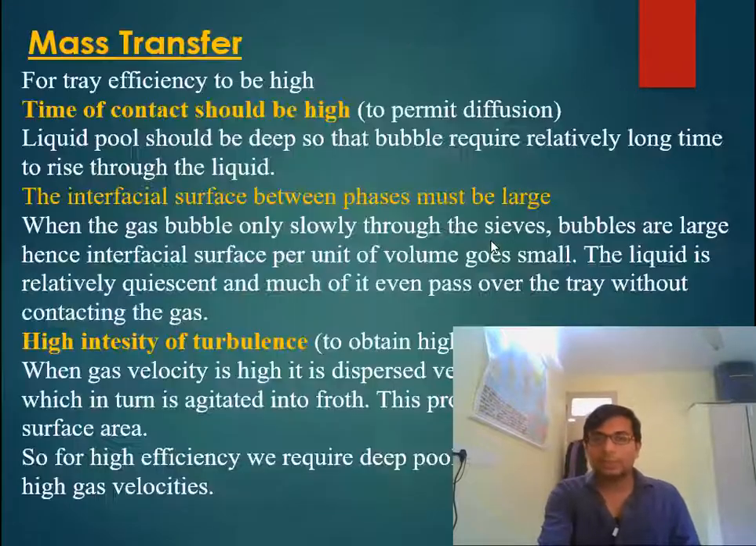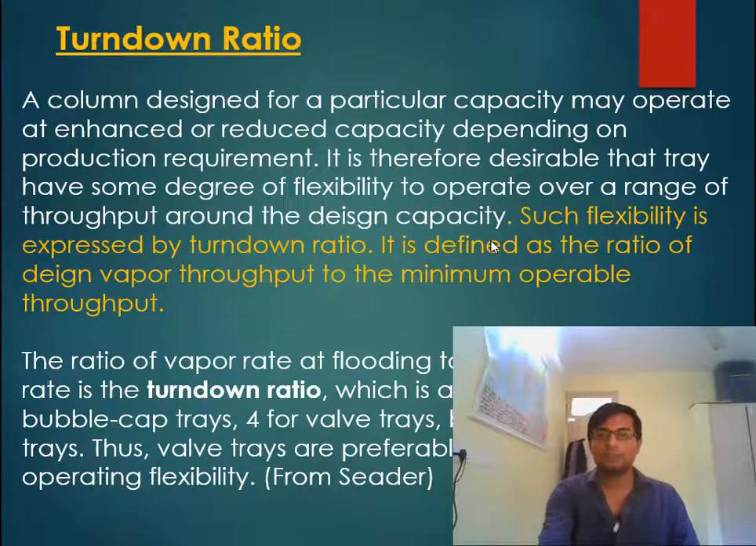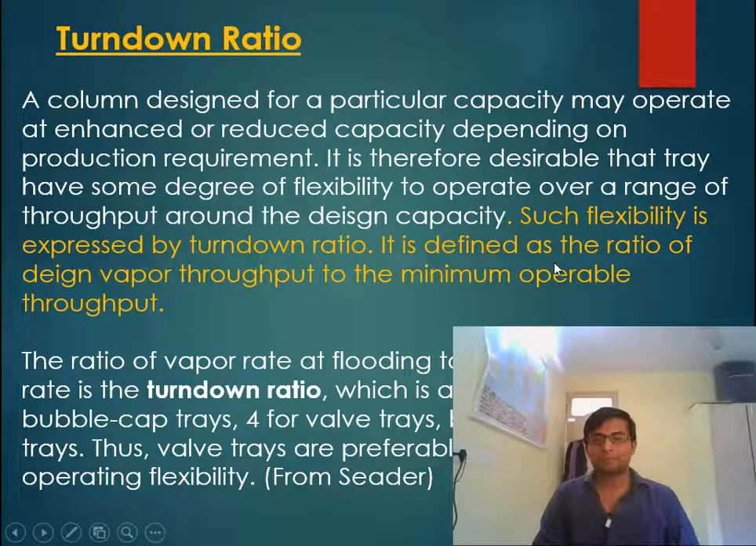And because of that reason, we might have seen this turndown ratio concept, where in some cases it is defined as the ratio of design vapor throughput to the minimum operable throughput, whereas in other cases it is defined as the ratio of vapor flow rate at flooding to the minimum vapor flow rate. That is defined as the turndown ratio.